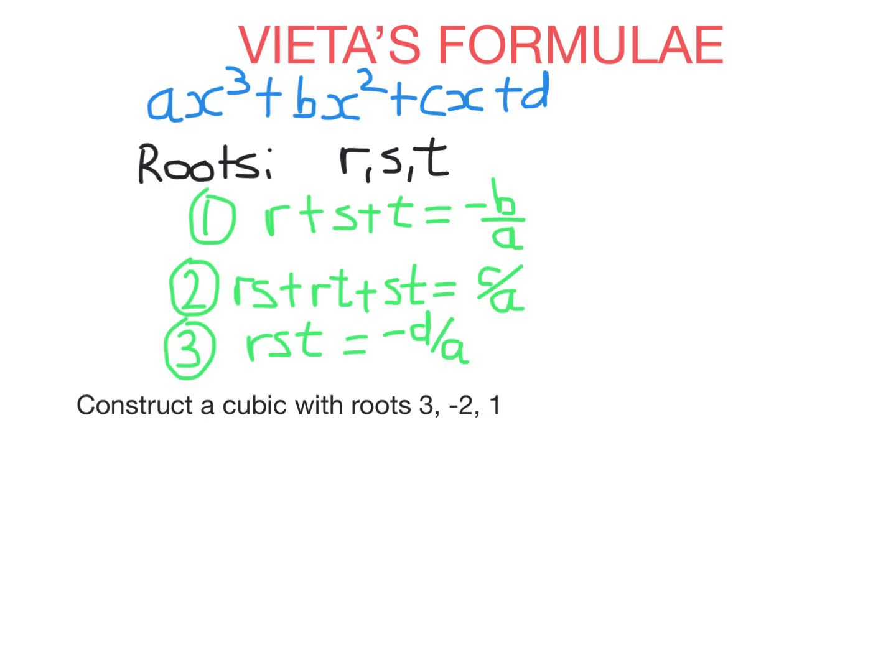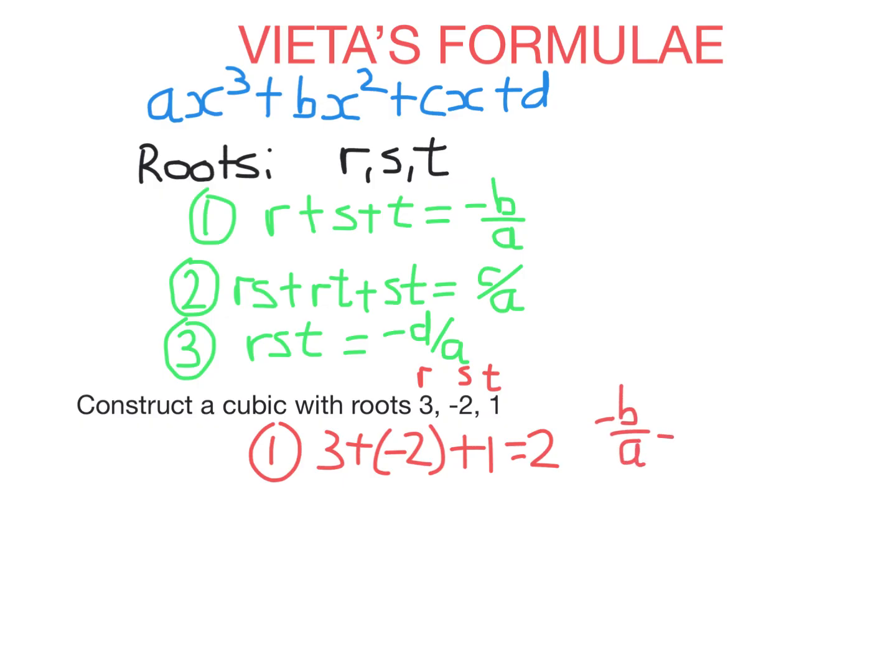Okay, let's look at using this to construct a cubic with roots 3, -2, and 1. In these formulae, it really doesn't matter which you label r, s, or t, so I'll just label these r, s, and t. When we're constructing the cubic, this first formula tells us that the sum of the roots is -b over a. So r plus s plus t in this case is 3 plus -2 plus 1. So the sum of the roots is 2. So -b over a is equal to 2.